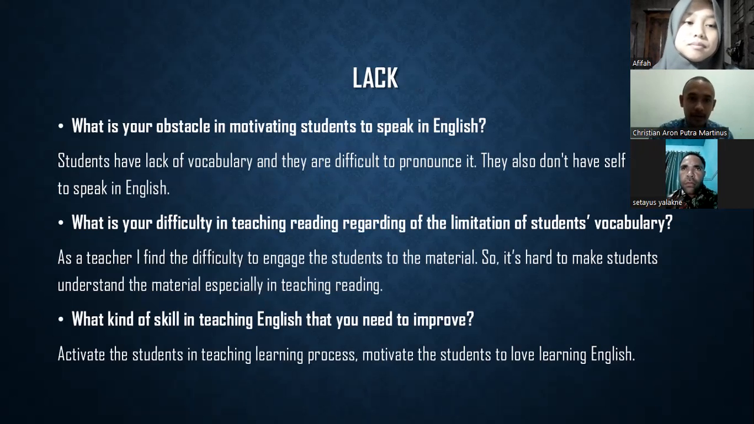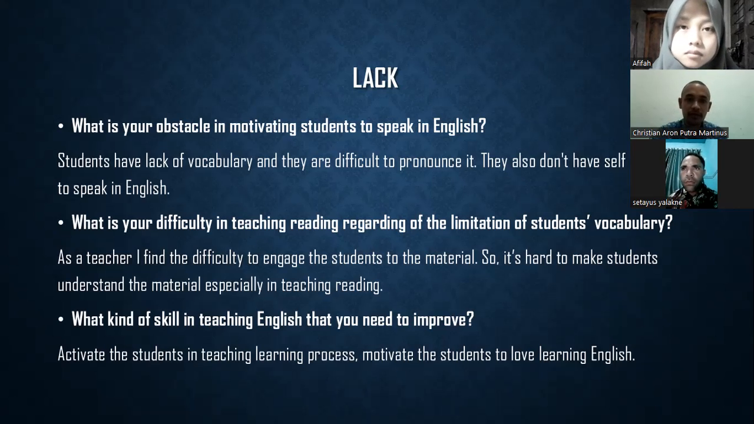Okay, about the lack. What is your obstacle in motivating students to speak in English? So the teacher answered that the students have a lack of vocabulary and they find it difficult to pronounce it. They also don't have self-confidence to speak in English. And second question about lack.